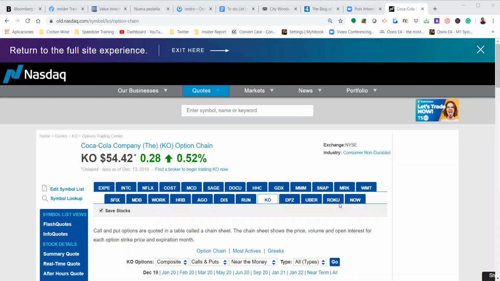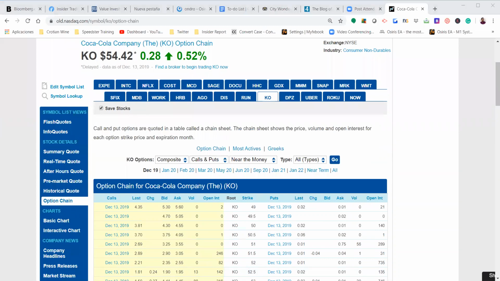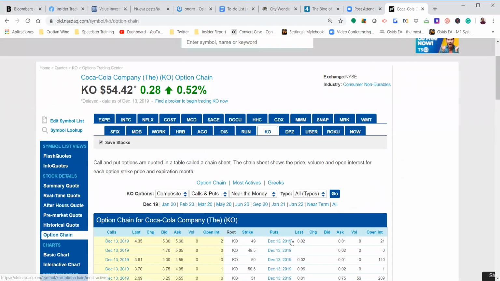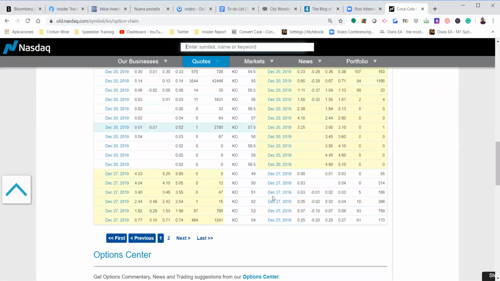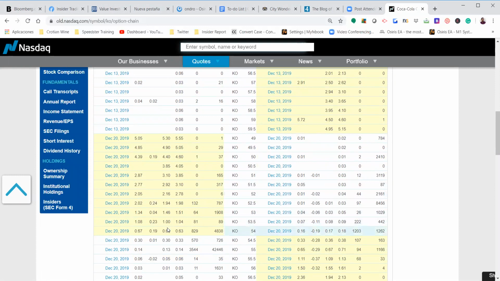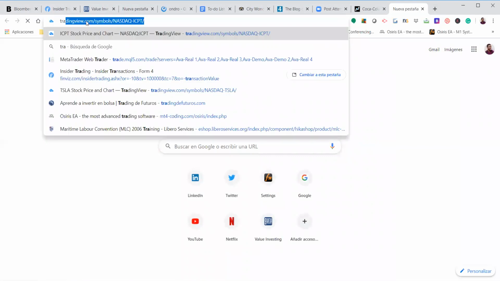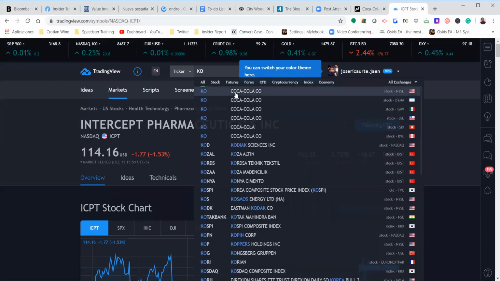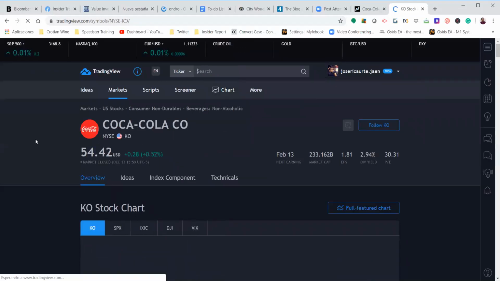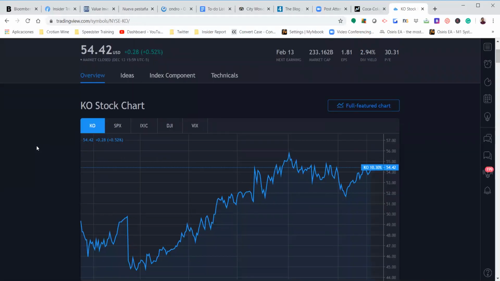So there's Coca-Cola. This one is not updated compared to the chart. That's interesting. Yeah, I wonder why. What call could be of interest? Let's just double check TradingView. KO, Coca-Cola, New York. The chart's not updated because Coca-Cola, in fact, is trading at 54.42.